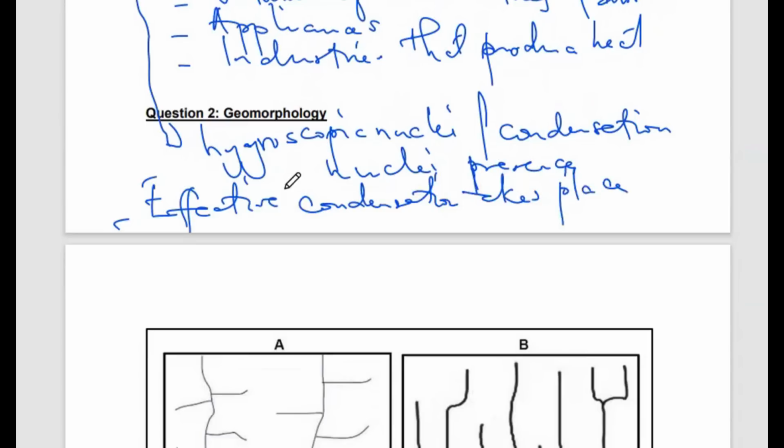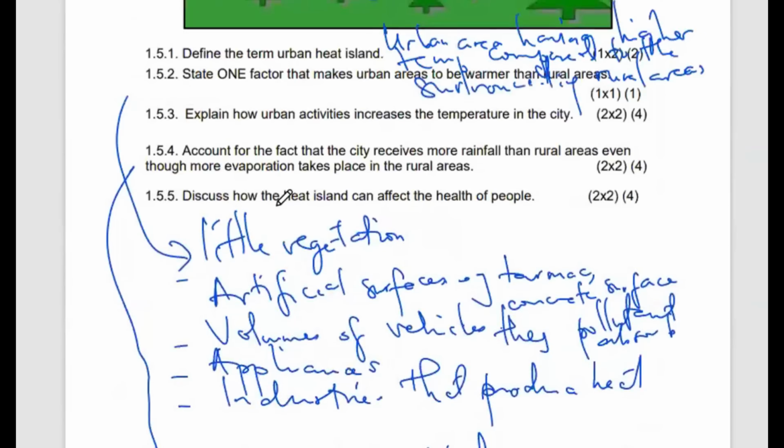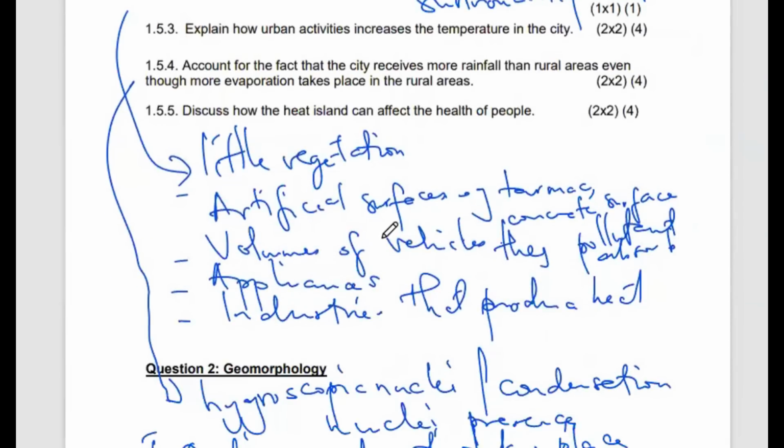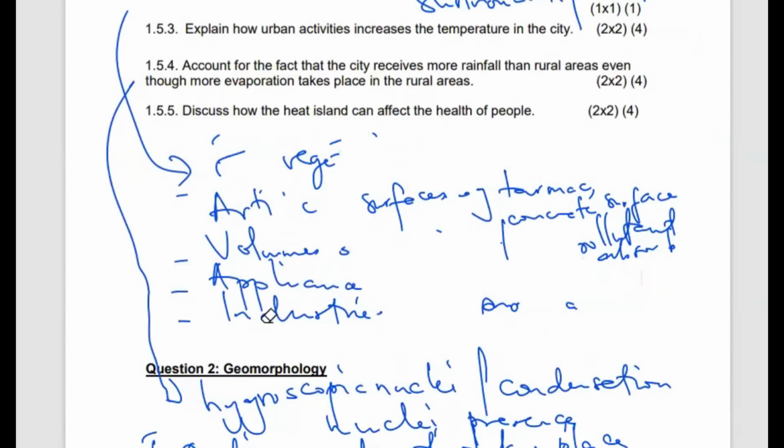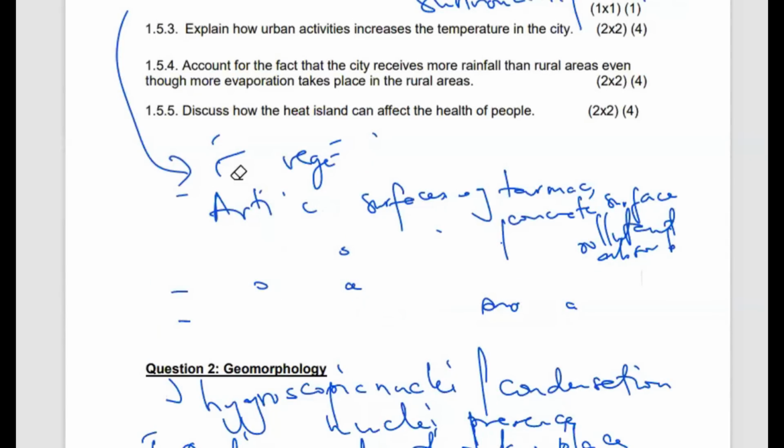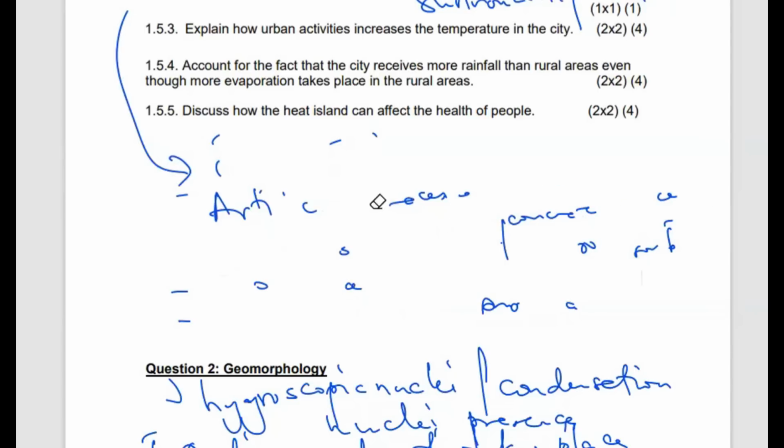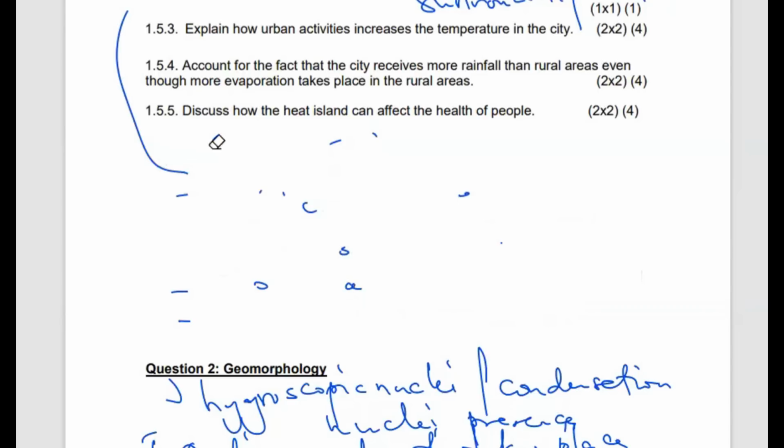Right. Let's go. That brings us to the not last question. Discuss how heat islands can affect the health of people. We are looking at this heat island. How can it affect the health of people? The prevalence of high temperatures in urban areas, how is it a negative implication on the health of people in urban areas? How is it likely to affect the health of residents of urban areas?